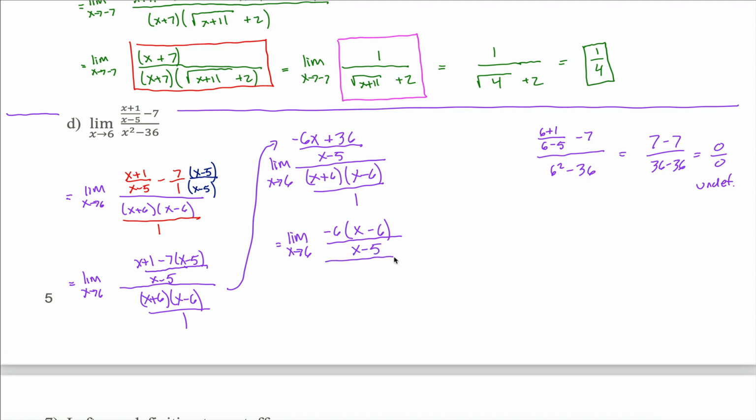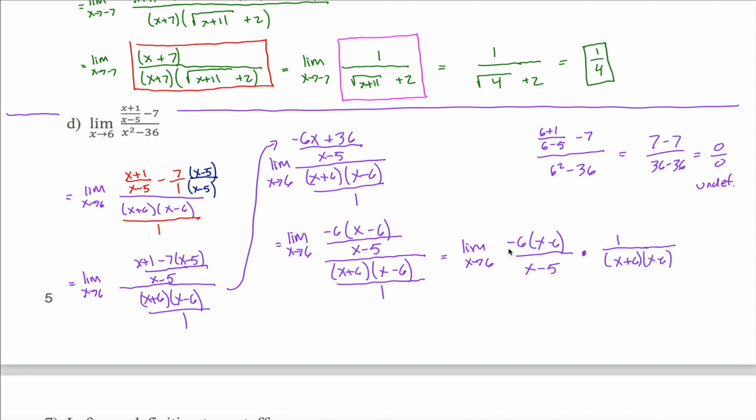I'm going to leave everything else completely alone because I'm now ready to switch this from the division of fractions into the multiplication of fractions by taking the fraction down on the bottom and flipping it upside down. This limit is the same as the limit as x approaches 6 of negative 6 times x minus 6 divided by x minus 5. And then instead of divided by, I'm going to make it times. And if I switch from division to multiplication, I have to take the reciprocal of this thing. So I'm going to make it 1 over x plus 6 times x minus 6.